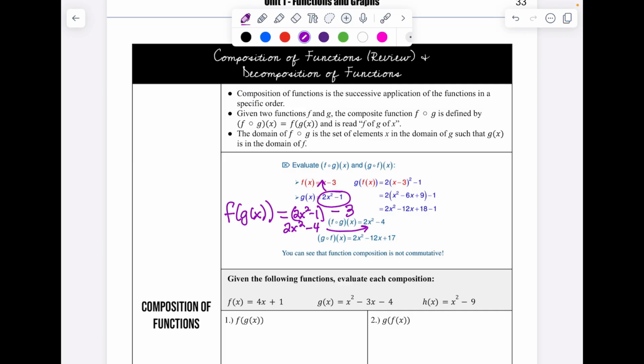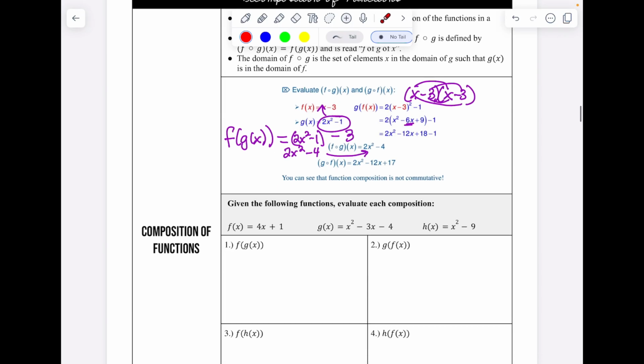Reminder that if you want to square a binomial, you have to do x minus 3 times x minus 3, and use FOIL or box to get the x squared minus 3x, which gives us that negative 6x, and then the plus 9. So next we would have to distribute the 2 and get 2x squared minus 12x plus 18. Then we'll combine like terms here to get this final simplified polynomial, 2x squared minus 12x plus 17.